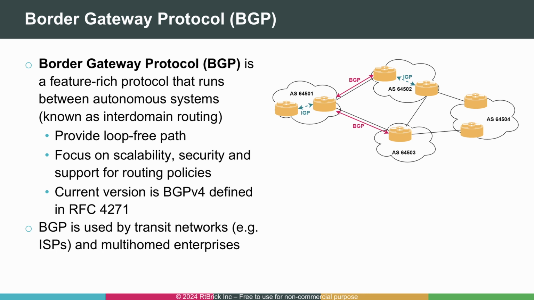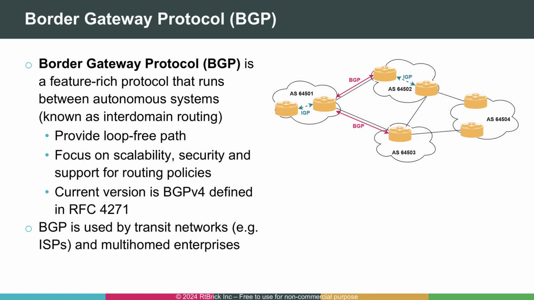BGP is the most feature-rich routing protocol in use today. It not only supports a single metric but also offers a variety of options that can be used to select, modify, and influence routing paths. A major advantage of BGP is its scalability, supporting millions of IP routes. Additionally, BGP provides flexibility in routing decision-making, making it ideal for large-scale networks.